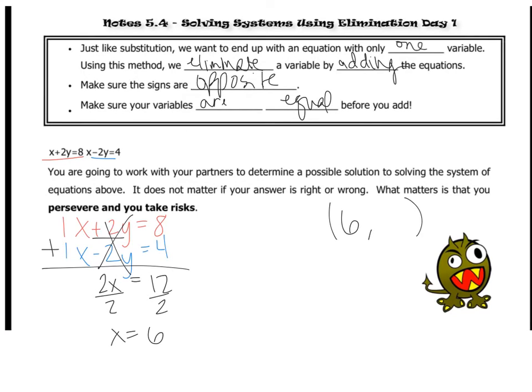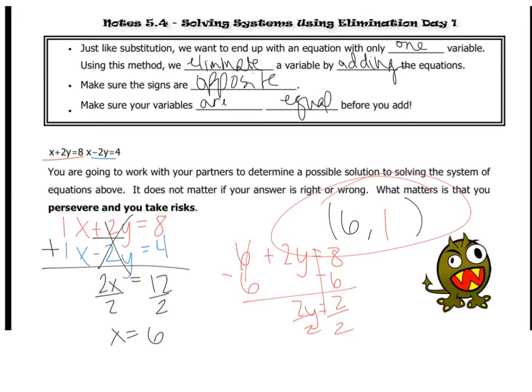So now we just pick an equation. I'm going to go with the equation that has a positive 2y. So I'm going to plug 6 in for x. So it becomes 6 plus 2y equals 8 instead of x plus 2y equals 8. Subtract 6 from each side. 2y equals 2. Divide each side by 2, and y equals 1.